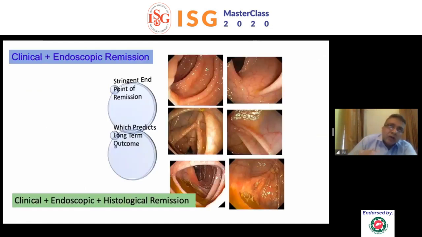So when we talk about mucosal healing, we are talking about clinical and endoscopic remission. This may also be considered by some people as deep remission, although some people consider deep remission as that if you add histological remission. So mucosal healing is clinical and endoscopic remission. If you want to go a step higher, you can go for clinical, endoscopic and histological remission. So that is becoming the goal, right?